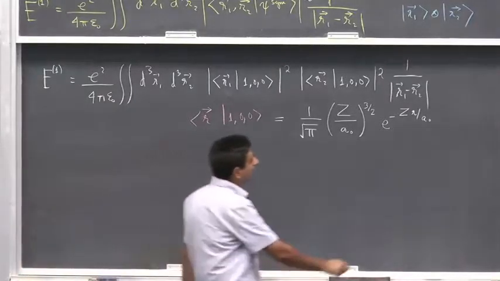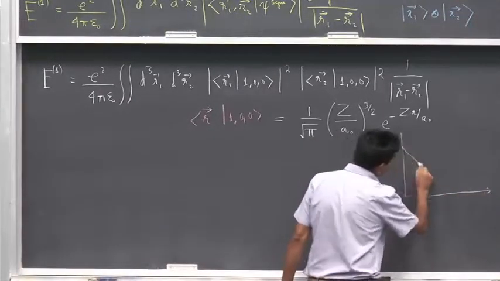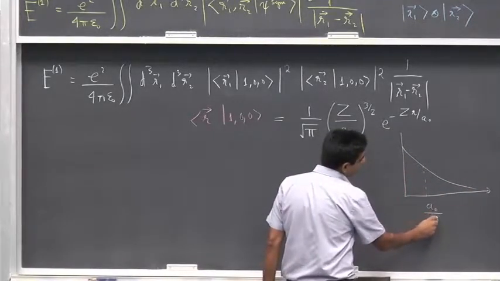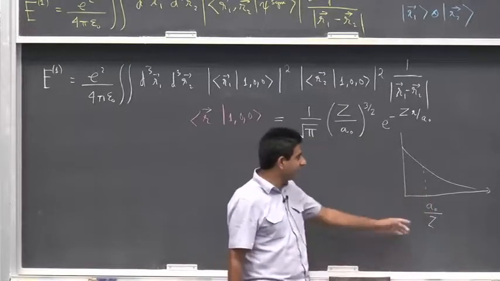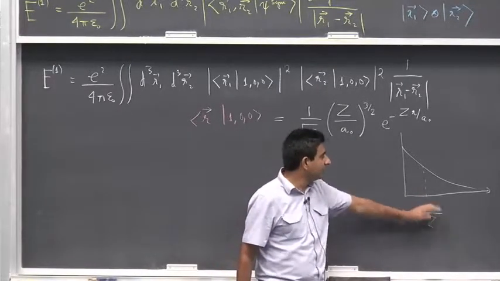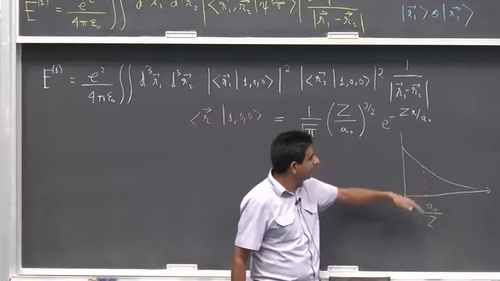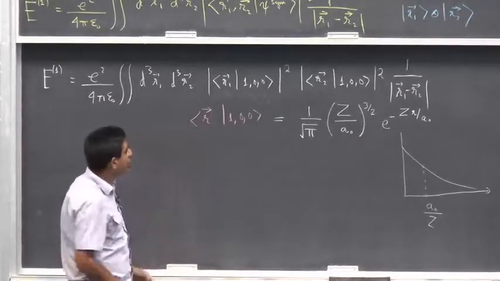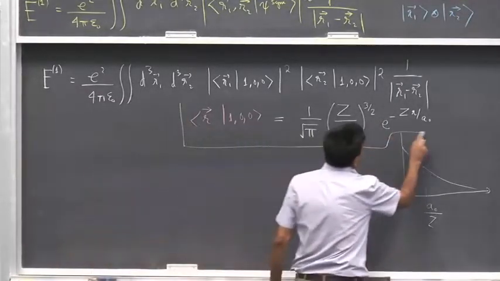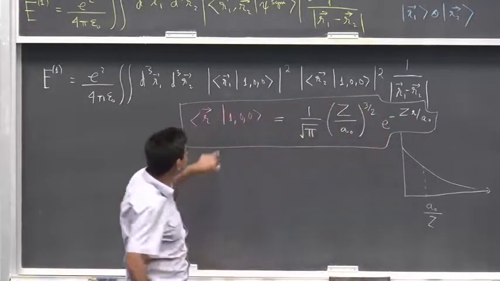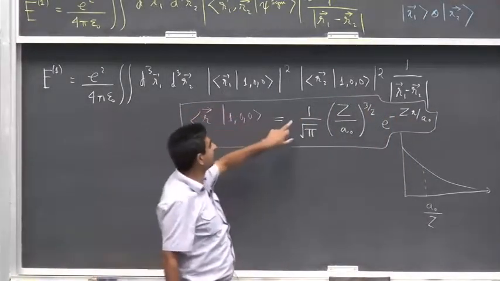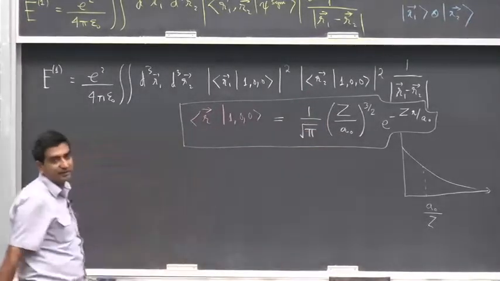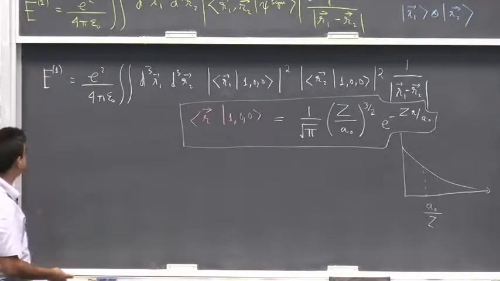Remember, the ground state wave function has an exponential decay, and the decay length is given by a naught over Z, the Bohr radius. If you consider a hydrogen atom with Z is 1, the Bohr radius is where the wave function decreases to 1 over e, or 37% of its maximum value. Now what you could do is simply insert this wave function in here. You can insert the same wave function in here, just replacing R1 with R2, and then you can solve this integral. Okay, now this is something easy to do.